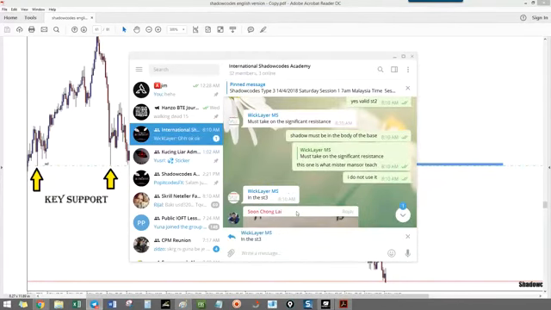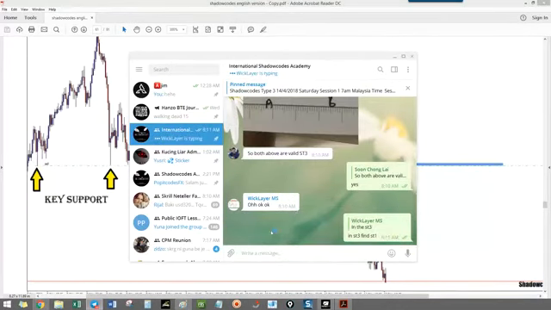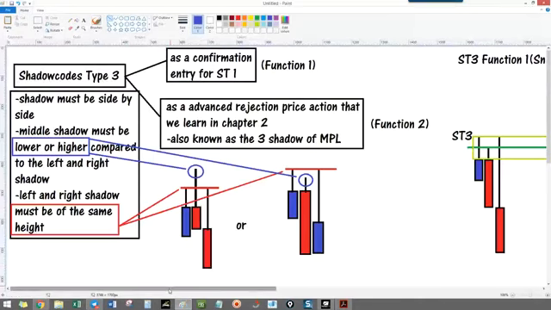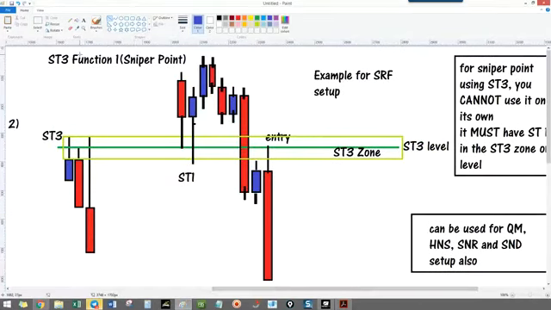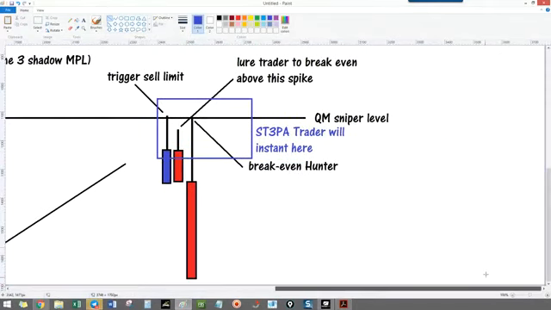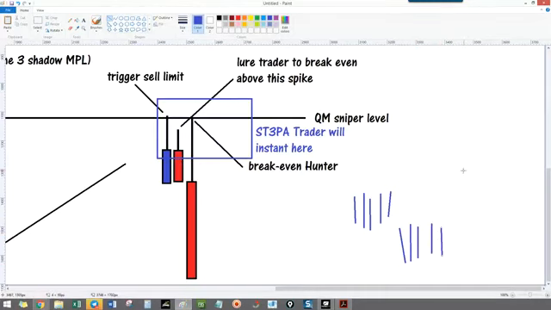In the ST3, find ST1. If you want to know about SSR, it is a chaos. This is ST3 function 1 for sniper point. You have a ST3, you have an ST1, and then you have an entry. What Mr. Mansour wants to teach is something like this. You have like this, like this, like this, and so on.